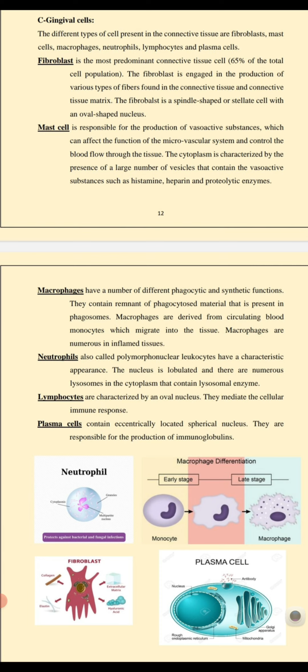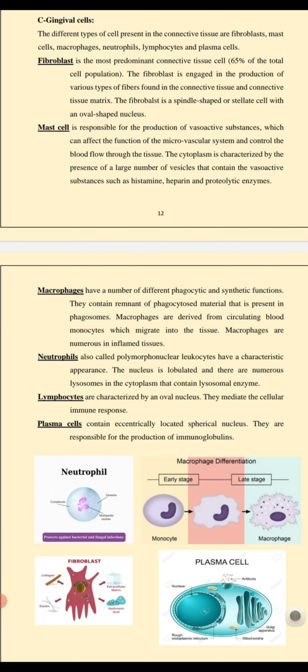Here is a monocyte in early stage. In later stage, there is a macrophage. Look at the diagram, macrophage differentiation. Next is the lymphocyte. Lymphocytes are characterized by an oval nucleus that mediates the cellular immune response. Lymphocytes are responsible for cellular immune response.